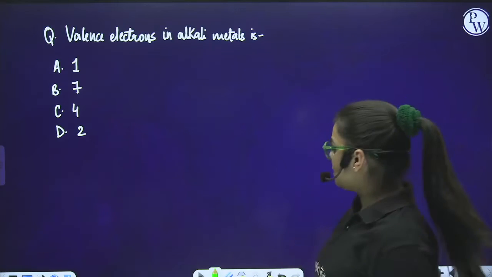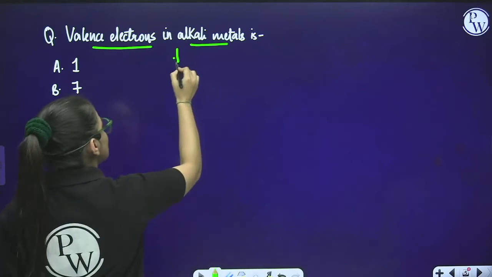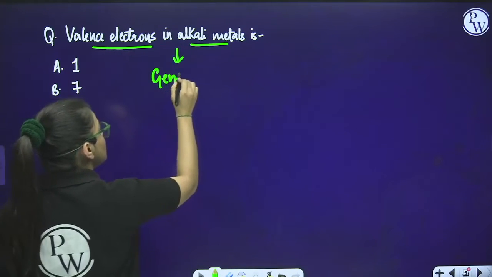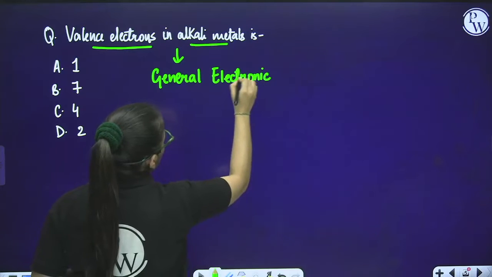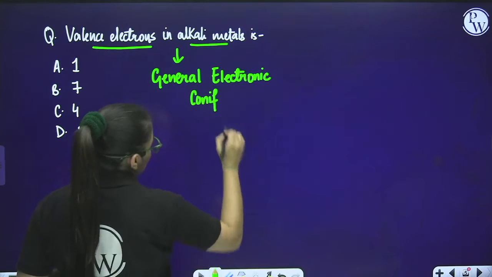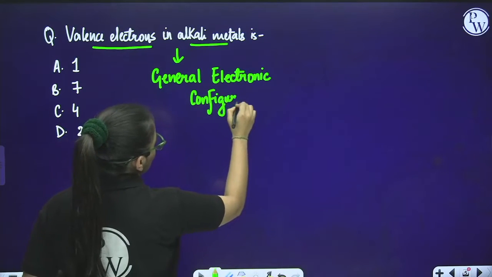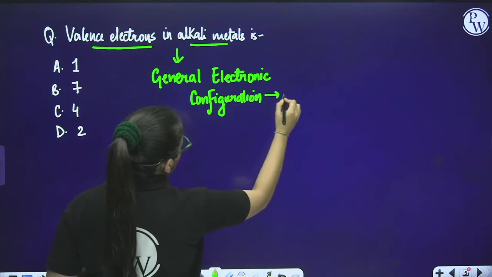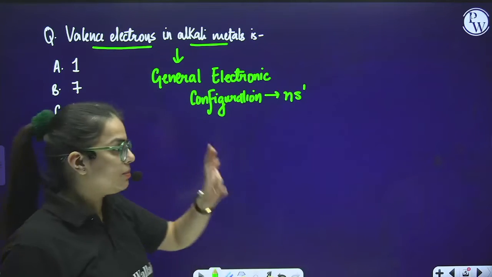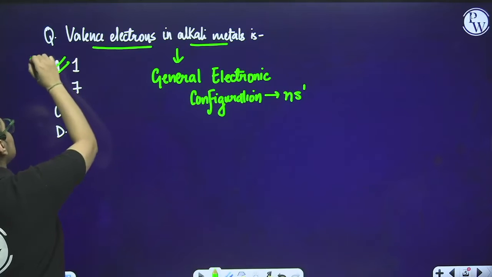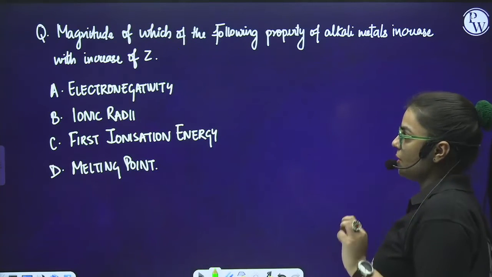Now see students, I told you about valence electrons. What are the valence electrons? The outermost shell electrons. In alkali metals, we have a general electronic configuration, that is ns1. So we have only one electron in the outermost shell. That means its valency is going to be 1. Its valency is going to be what, ma'am? 1. Simple, easy. Okay, let's move on to the next question.